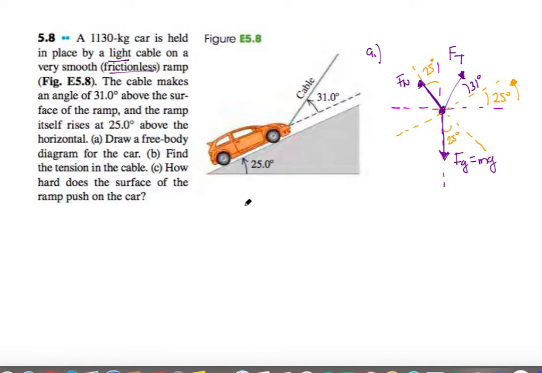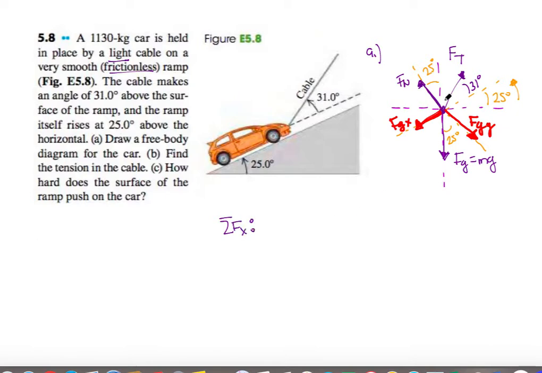B says find the tension in the cable. So I'm using my set of orange axes here. So let's be careful. I have a component of the force of gravity that is going in this direction. Maybe I could use a thicker line. So this is a component of the force of gravity, and there's a component of the force of gravity in this direction as well. So this would be FGY, and this is FGX. So to write my equations, I want to actually go through and use my new set of axes.